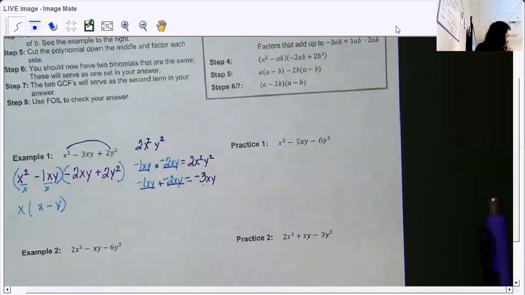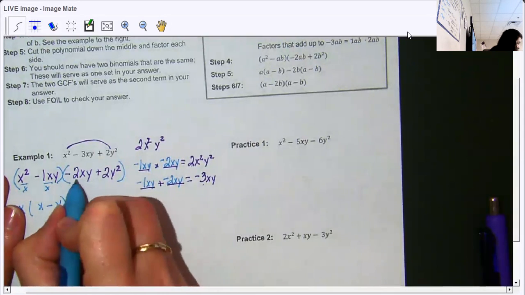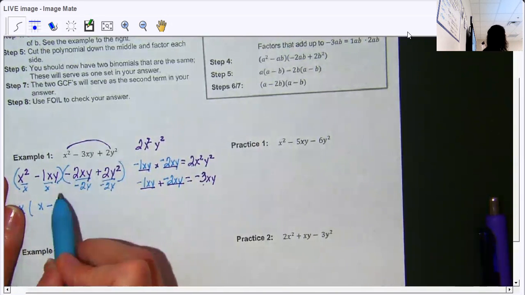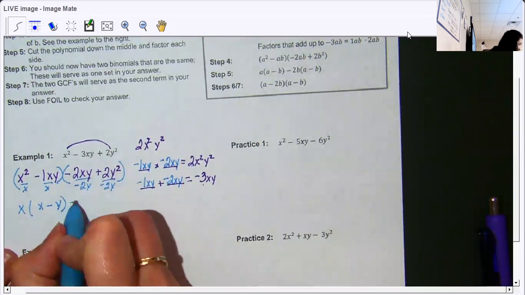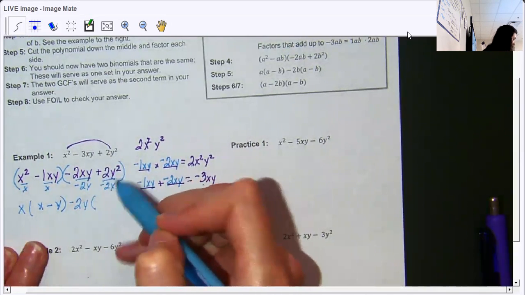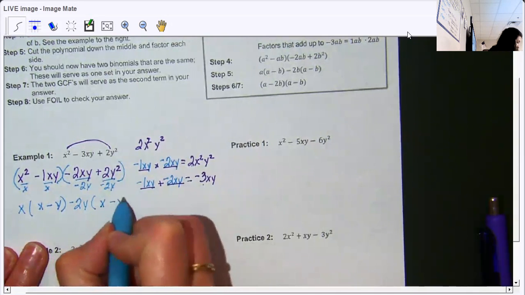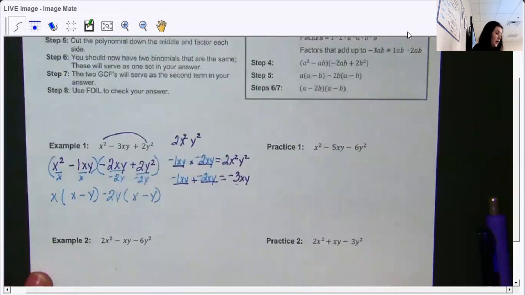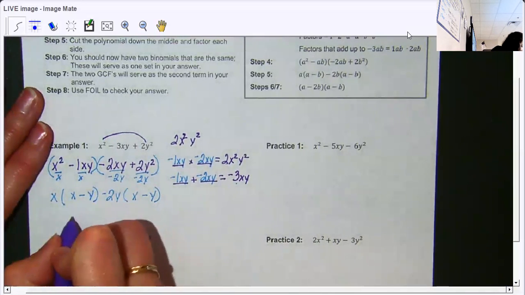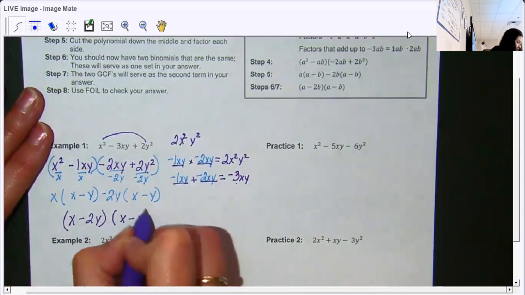Sure. Okay, so now we are going to factor the greatest common factor out of the second binomial. It is going to be a negative 2y. Remember, if this starts with a negative, you need to factor out the negative. So I'm going to put my negative 2y outside of the parentheses, and now I'm going to divide each term by my greatest common factor. So this one is x, and this one is negative y. And I can tell that I'm doing it right because these end up being the same. So I'm going to write out my final answer as x minus 2y times x minus y.